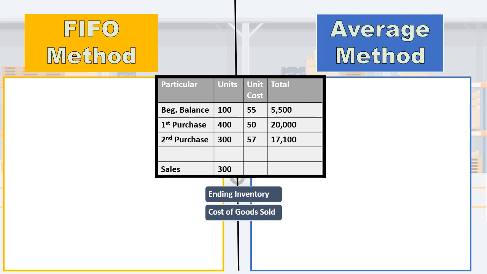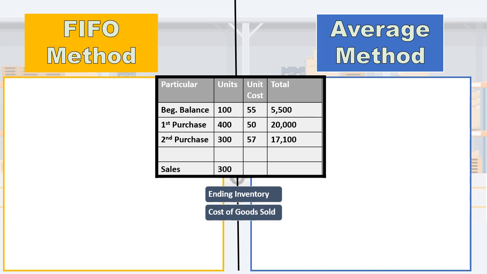So during the month daw, nagkaroon daw tayo ng sales na 300 units. So ang ating option is to compute the ending inventory and cost of goods sold for both FIFO method and average method. So again, uulitin ko lang po, sa average method, we are required to compute for the average unit cost, while sa FIFO method, hindi na tayo required kasi dapat intact ang unit cost ng ating beginning inventory kasi at the end of the day, una nating ilalabas yung beginning inventory. So let's start dun tayo sa FIFO method.